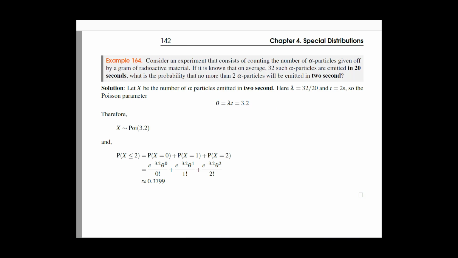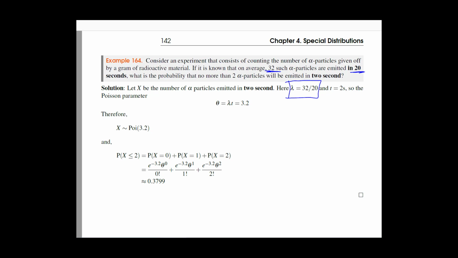Okay, and now let's do this one that's a simple example. So we have alpha particles, right? Those appear in particle physics, I guess. We're just counting these particles, and then we know that on average there are 32 in 20 seconds, right? And that gives you your rate lambda. Okay, lambda always has units. It's number of events per, in this case, seconds.